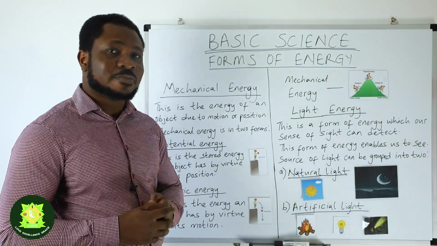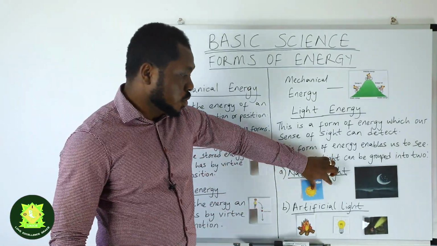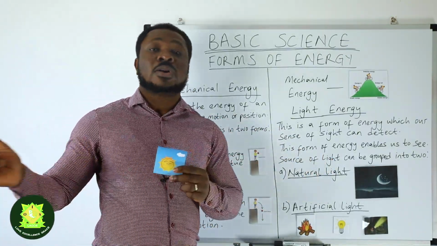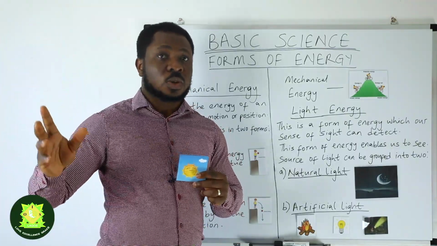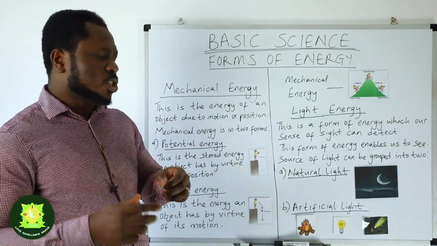Do you want to tell me? Good. If you said the sun, well done. The sun is an example of natural light. When you go out in the day, you will see clearly because of the sun. So the sun that enables us to see during the day is an example of natural light.